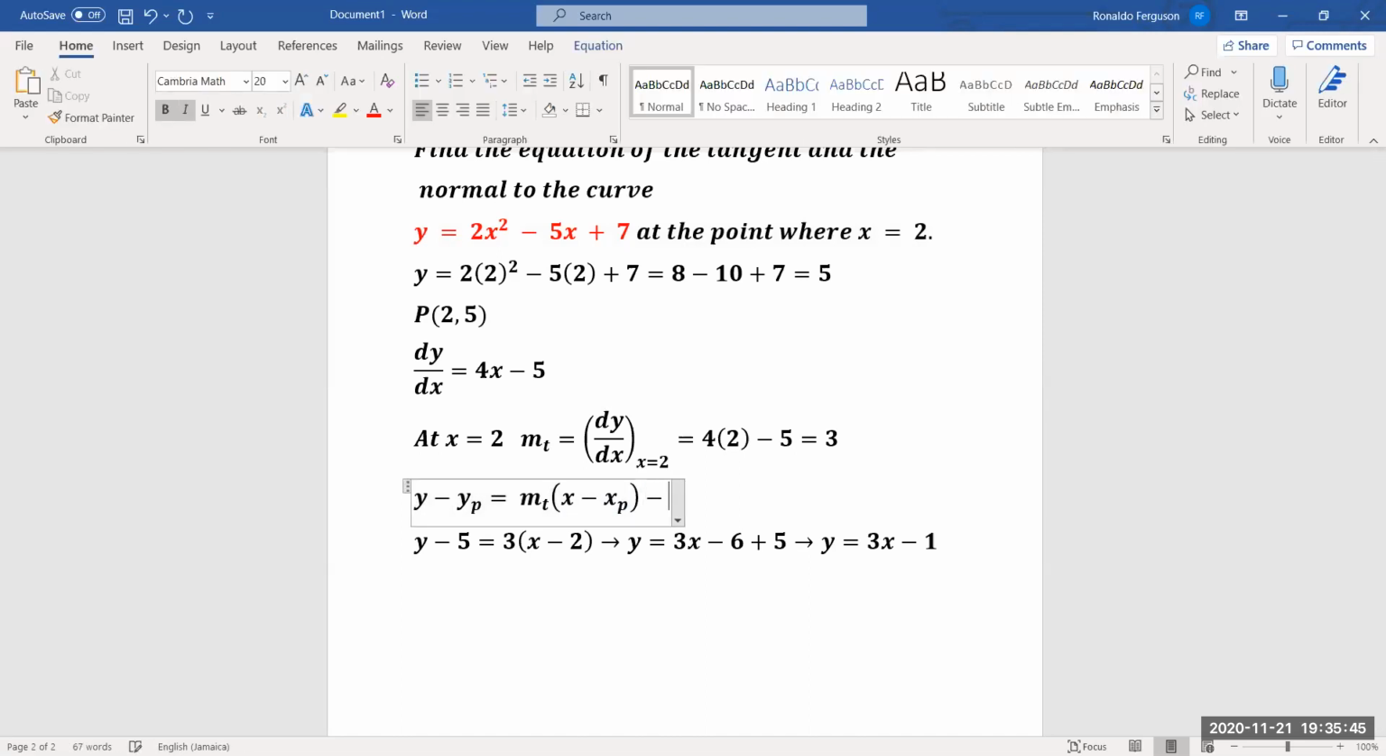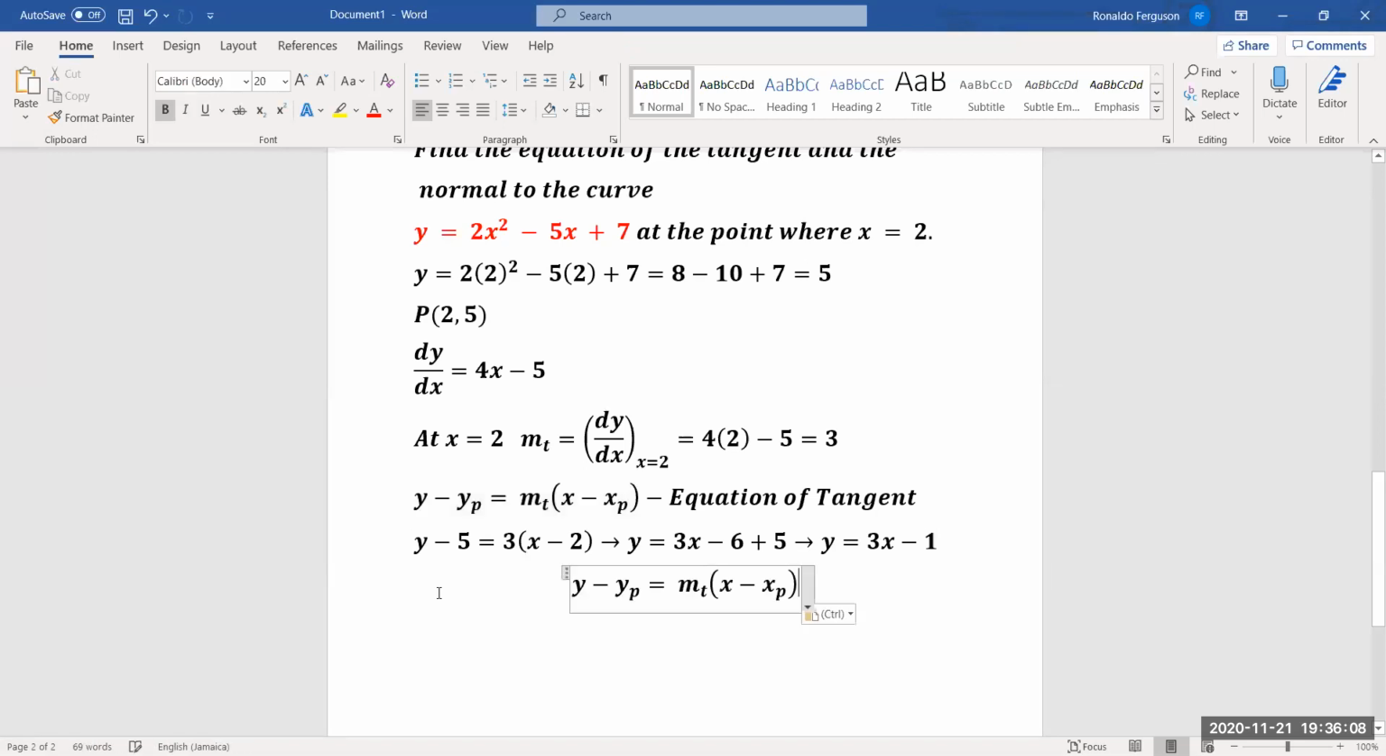So let me write it right here. This is the equation of the tangent. Now the question is not done yet. They ask us to also find the equation of the normal. So this is the equation of the tangent. The equation of the normal is given by y minus yp equal to the gradient of the normal into x minus xp. And this gives us the equation of the normal.